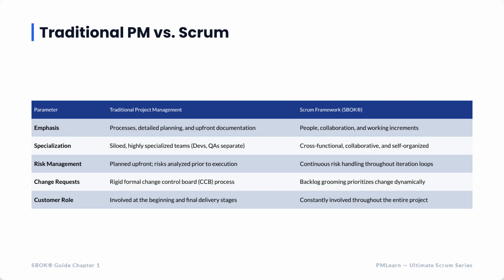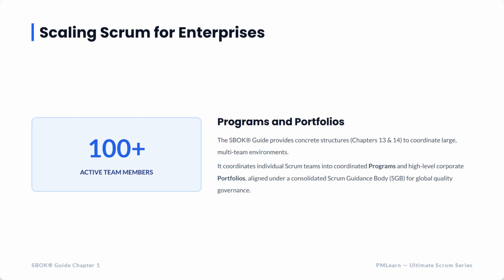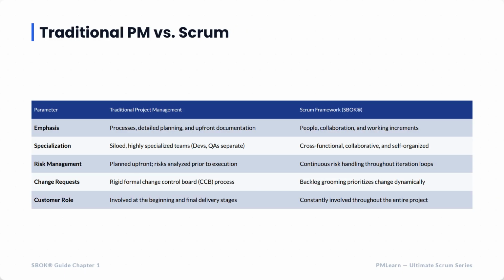In traditional PM, teams are siloed, developers write code and then throw it over the wall to QA. In Scrum, we are one cross-functional, highly collaborative team. Change in Waterfall requires going to a formal change control board, which is slow and painful. In Scrum, change is welcomed and integrated directly into the prioritized backlog. Simply put, traditional PM tries to control change, Scrum masters it.